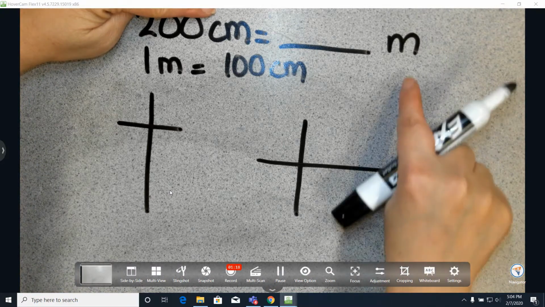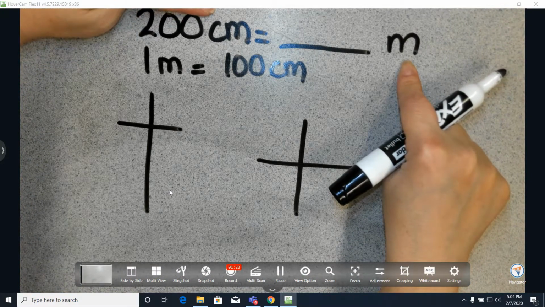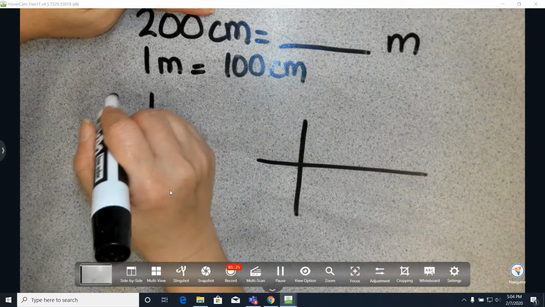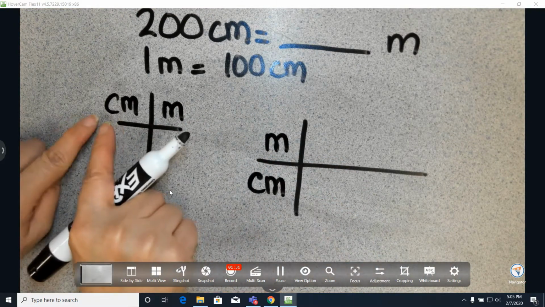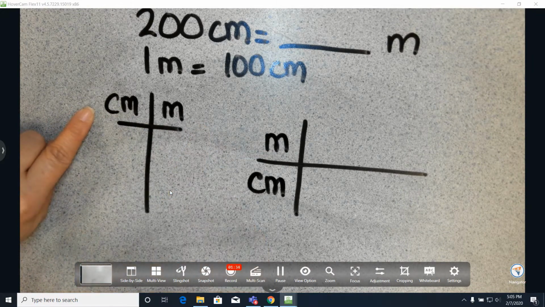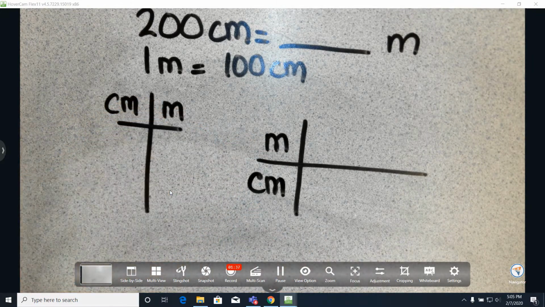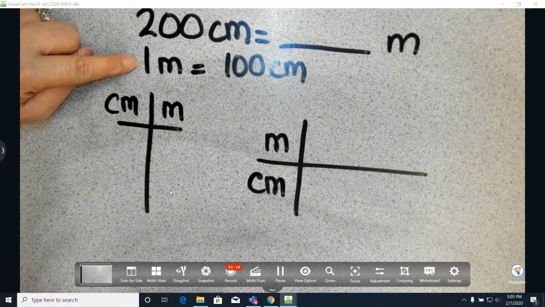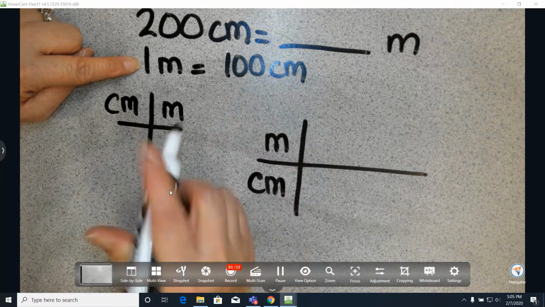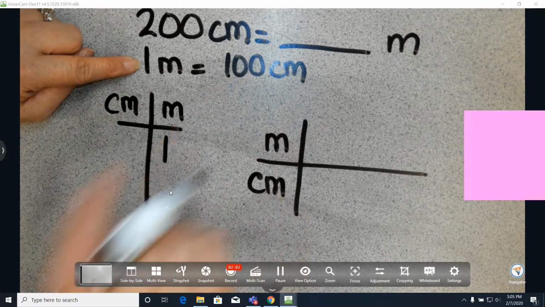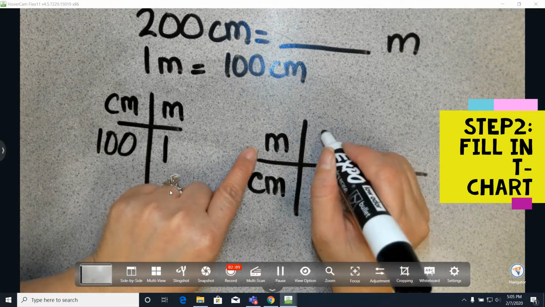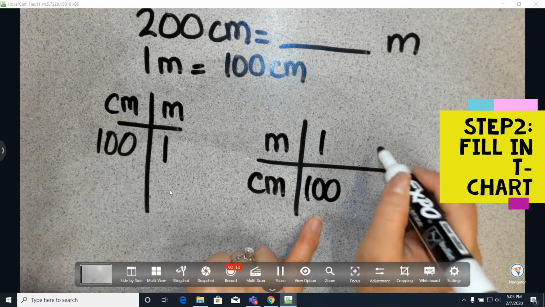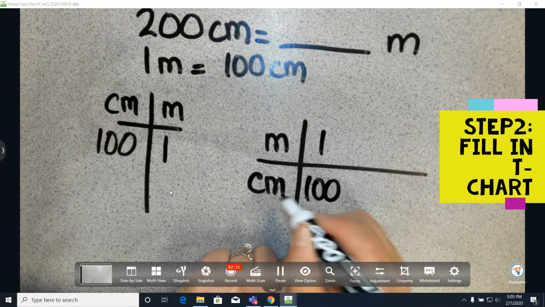So right now, we're looking at our original problem, and as you can see, the two units we're talking about are centimeters and meters. And it doesn't matter where you put centimeters and meters. I can put meters here, centimeters here, I can put centimeters here, meters here, it doesn't matter. It's more important that these units have to match with the units. This information tells me 1 meter equals 100 centimeters. 1 meter should go under the meters. 100 centimeters should go under centimeters. Same thing here. 1 meter should go here. 100 centimeters go here. This tells me that 1 meter equals 100 centimeters.